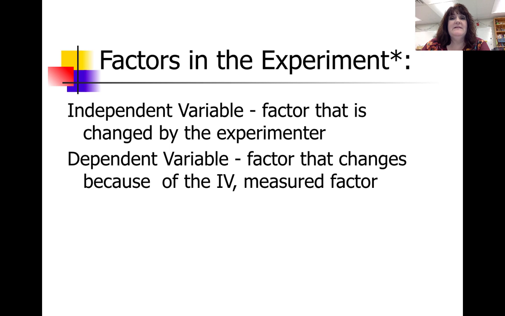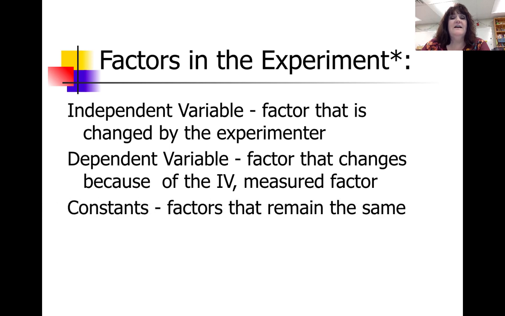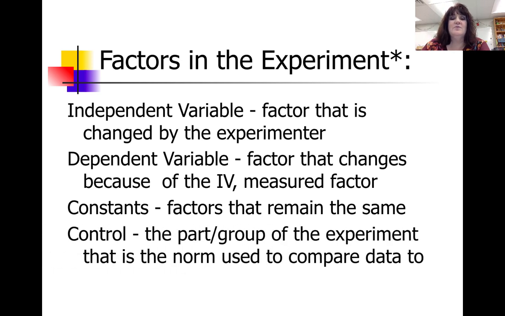The dependent variable is the factor that changes because of the independent variable. It is the measured factor. So whatever you're trying to measure, that's your dependent variable. The constants are the factors that remain the same. We're not going to change this. And then finally, the control is the part of the group or the experiment that is the norm that you're not going to do anything to; you're just going to use it to compare.